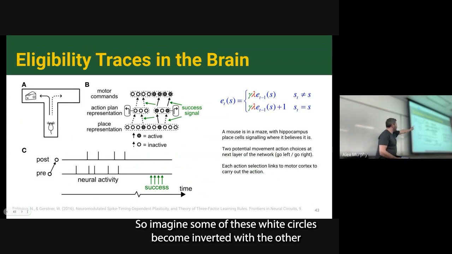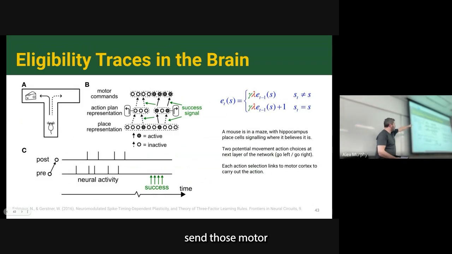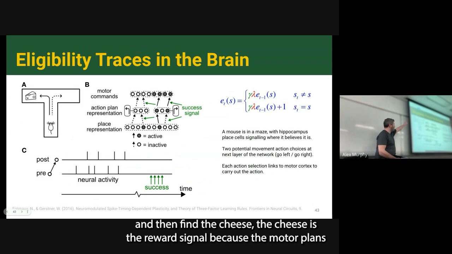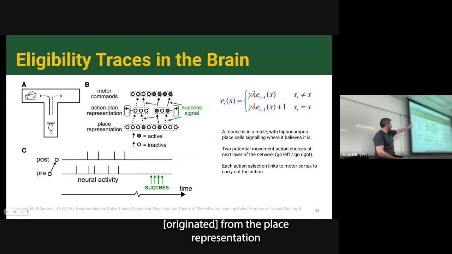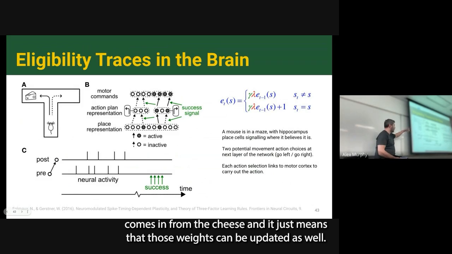Now it shifts over. So imagine some of these white circles become inverted with the shaded version, and then we select the action plan to go left. Send those motor commands to the motor cortex of the mouse in order to go left, and then find the cheese. The cheese is the reward signal, because the motor plans that were mixed in from the place representation now have this synaptic flag that says I'm eligible to be updated. The reward signal comes in from the cheese, and it just means that those weights can be updated as well.